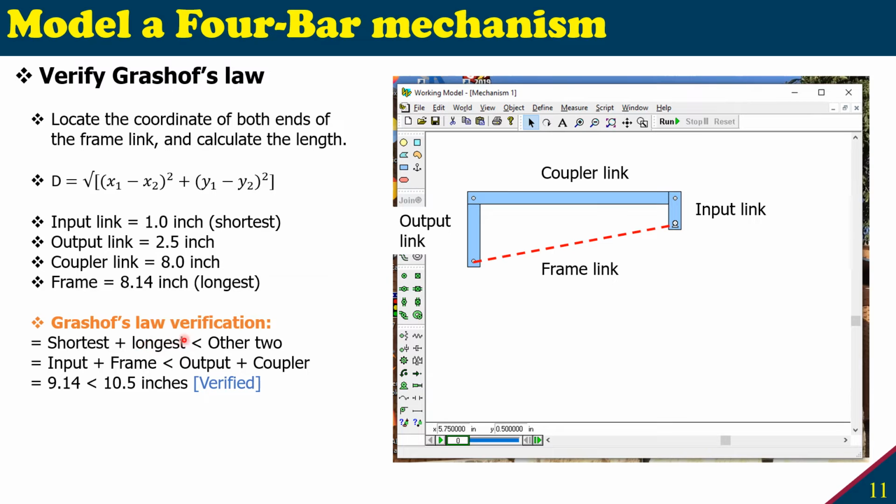And we can apply Grashof's law for crank rocker. So the shortest and longest length sum would be less than the sum of the other two. If you know the distance of this point to that point, this point to that point, and all the lengths are summed up, you will see that the shortest and longest will be less than the other two. So Grashof's law is verified, and when you run the motor, you will see that it is having a continuous 360-degree rotation without any lock.